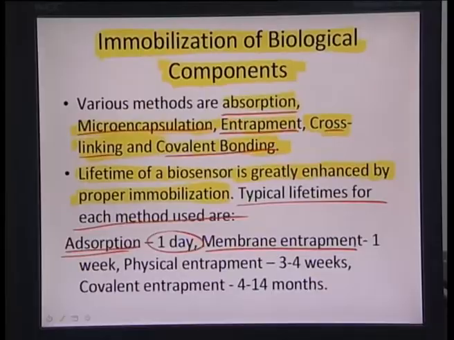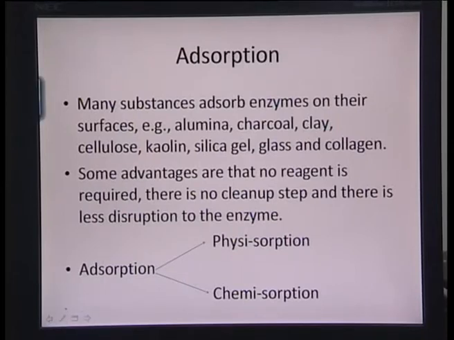The membrane entrapment that we have talked about here typically has about a 1 week lifetime. It is pretty stable because membranes are essentially thin perforated structures which are able to hold these biological moieties very, very close to a particular substrate. For physical entrapment cases, it's about 3 to 4 weeks. The device lifetime is greatly enhanced because of the schematic wherein this entrapment is in a gel kind of network. And for covalent attachment, again, it is very high because there is a covalent bond now with the particular moiety. It's about 4 to 14 months. Now, details of the different immobilization schemes.